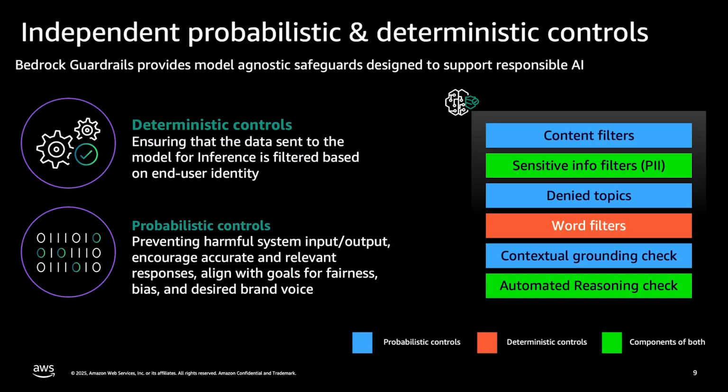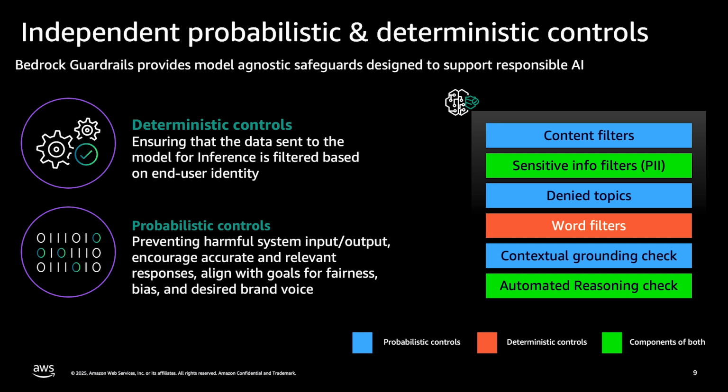And so when it comes to building generative AI applications with configurable safeguards on Bedrock, there are two types of controls that you can consider. The first one is the deterministic controls. And these are the controls that are reproducible with the same outcome that you can then audit and explain very easily. And the second one in this case is probabilistic controls.